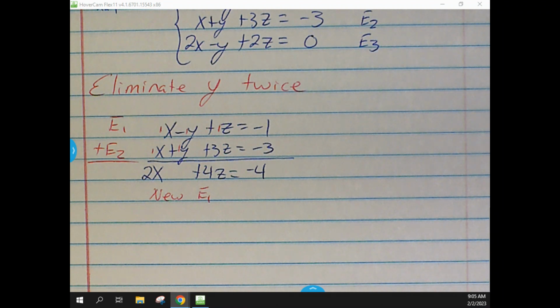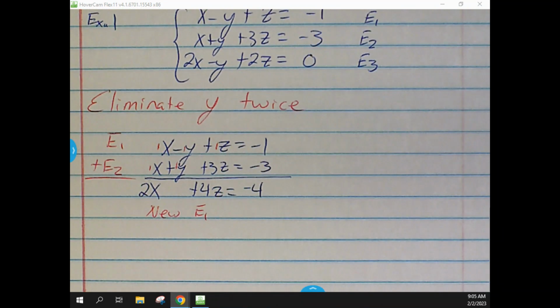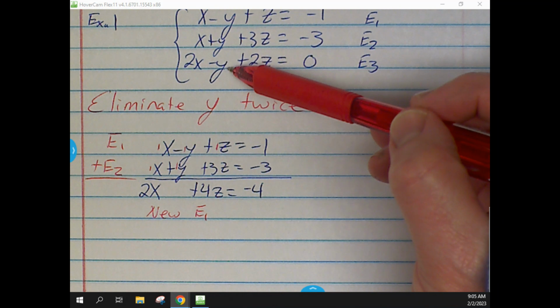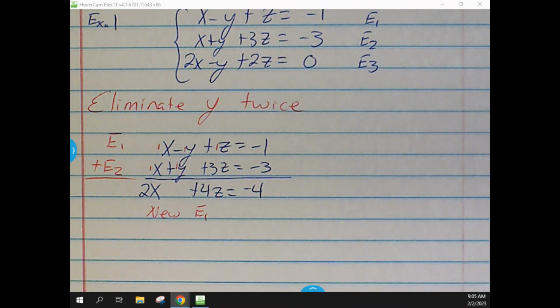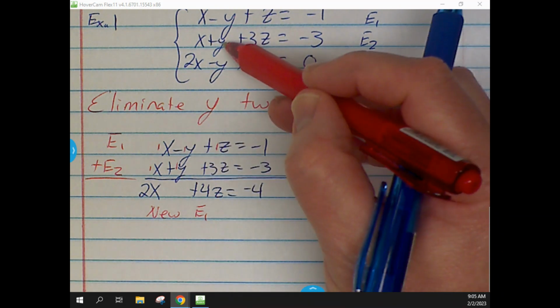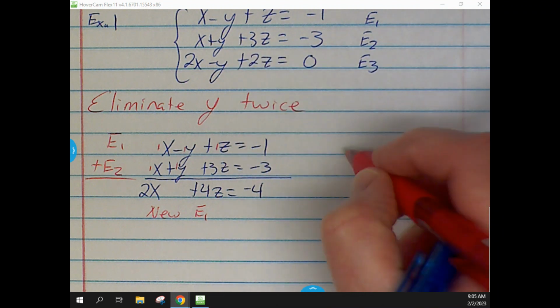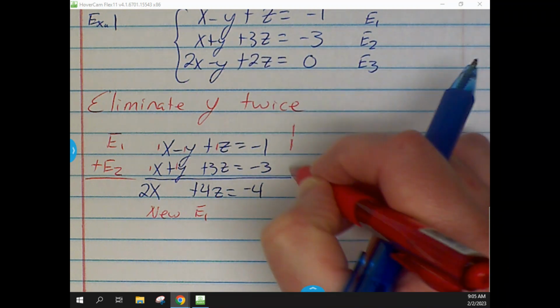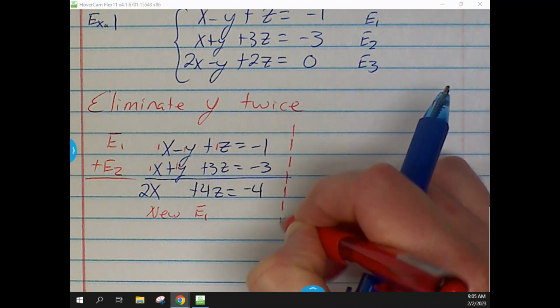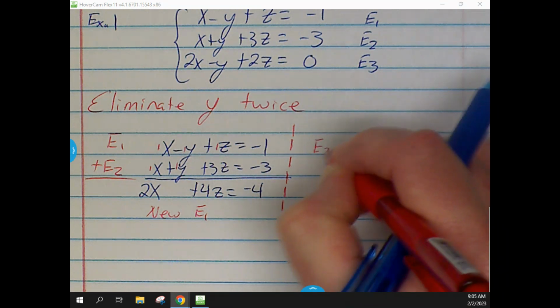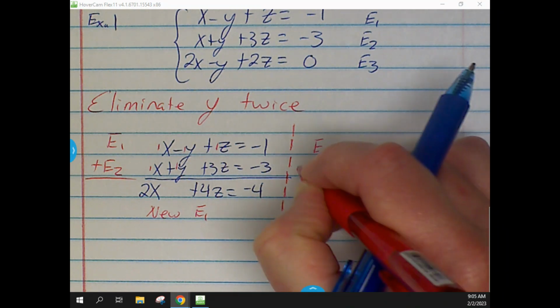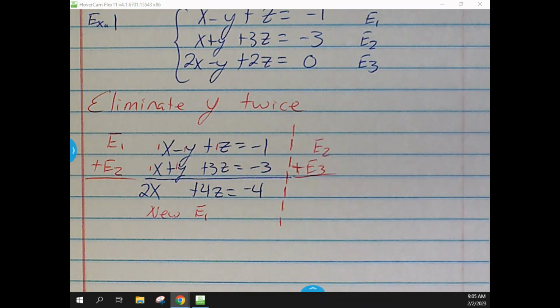All right, and again, the catch on this one is now we've got to eliminate y again, but you've got to use a different pair of equations. So we cannot use 1 and 2. We can either use 1 and 3 or we can use 2 and 3. For this one, I'm going to pick 2 and 3 because this one's already positive and this one's already negative. So for the second time, I'm going to do equation 2 plus equation 3 because if I do that, I don't have to change any signs.